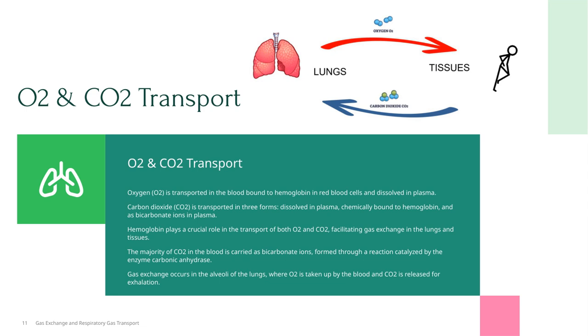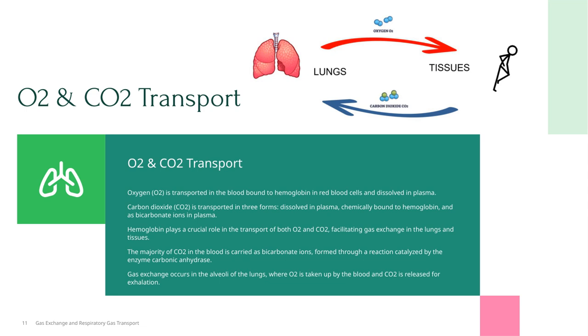When it comes to carbon dioxide, or CO2, its transport is a bit more complex. It can be dissolved directly in the plasma, bound chemically to hemoglobin, or most commonly, converted into bicarbonate ions in the plasma. Hemoglobin plays a vital role here too, helping in the exchange of gases in both the lungs and tissues. Most of the CO2 in the blood is actually carried as bicarbonate ions, which form through a reaction catalyzed by an enzyme called carbonic anhydrase. This process is essential for maintaining acid-base balance and efficient gas transport.